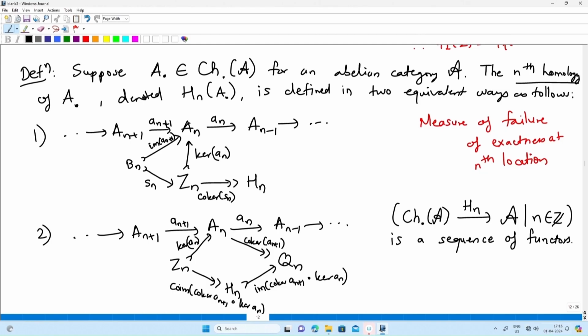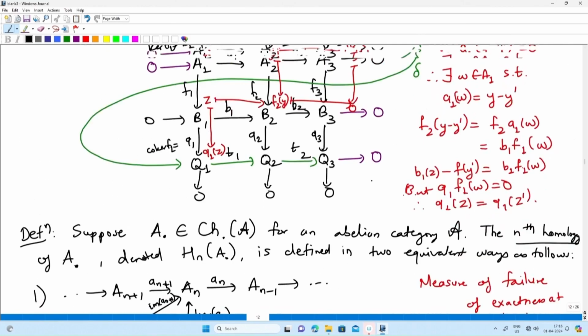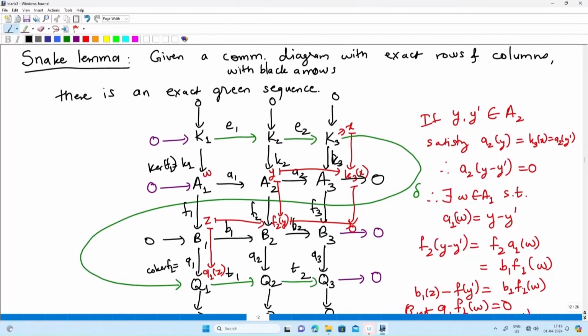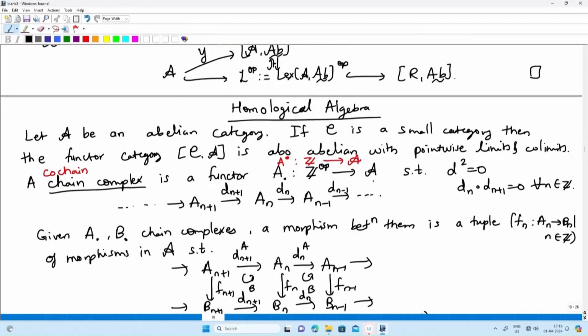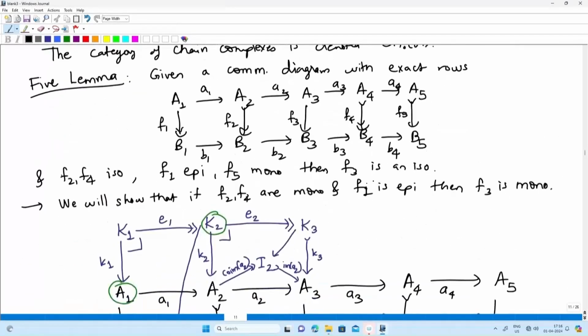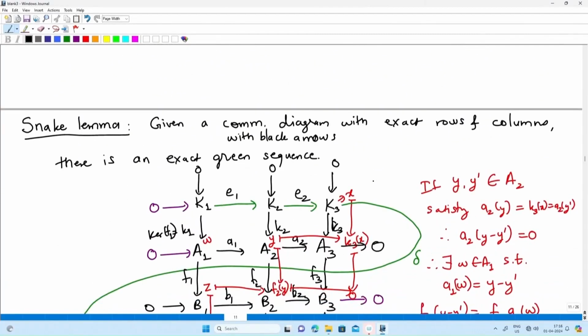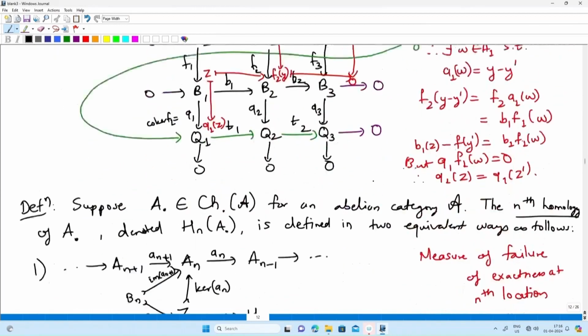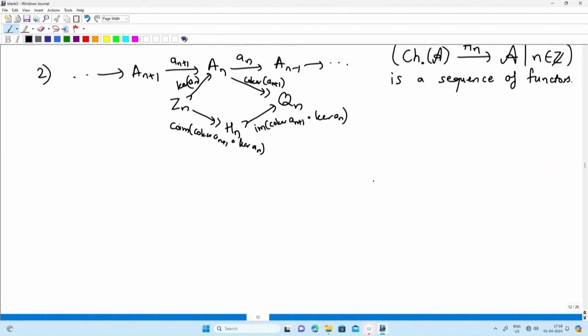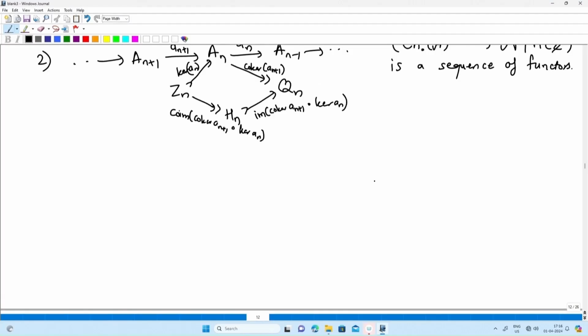However, before that, we covered the snake lemma, which is perhaps the most important tool in our toolbox for studying homological algebra, and the 5 lemma also. And now what we are going to do is use this snake lemma to prove one very important property of these homology objects, the long exact sequence.